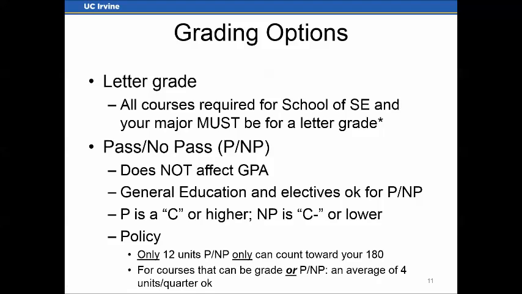If there are classes out there that are only pass, no pass, with no other grading option, you can only take 3 courses of that. For courses that can be a grade or a pass, no pass, you can take an average of 4 units per quarter. In other words, 1 course per quarter, if you had a choice between a grade or pass, no pass. Again, if this is not clear, come into the office and we can explain it even further.